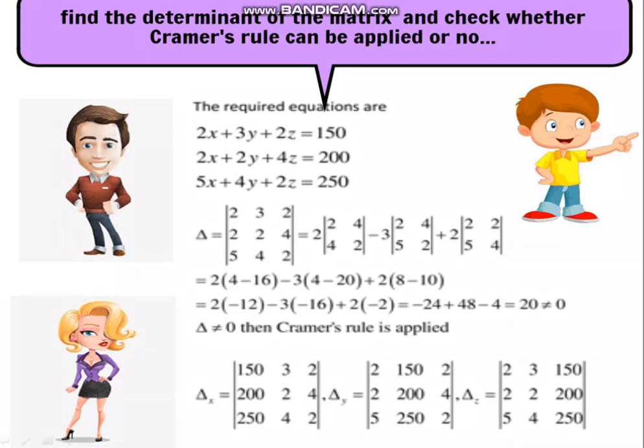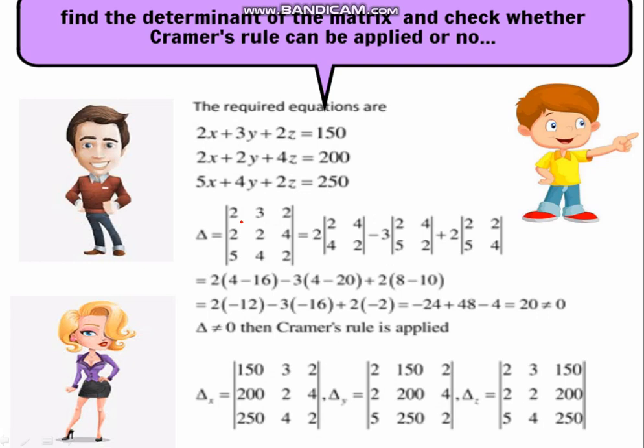Cramer's rule cannot be applied unless delta is not equal to 0. So the required equations are 2x plus 3y plus 2z is equal to 150, 2x plus 2y plus 4z is equal to 200, 5x plus 4y plus 2z is equal to 250. These equations are written in the form of a matrix, that is delta: 2, 3, 2, 2, 2, 4, 5, 4, 2. Now let us find the determinant for this matrix.